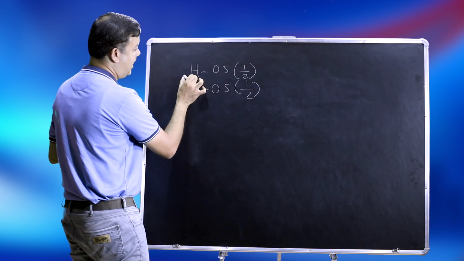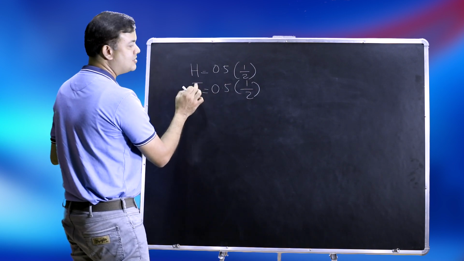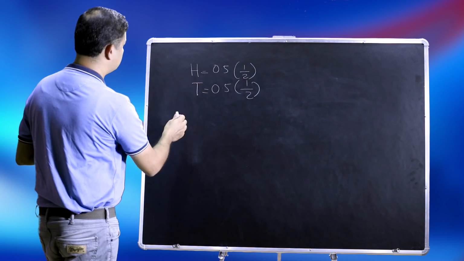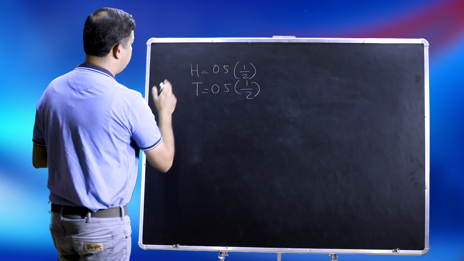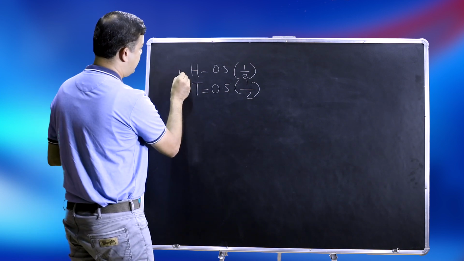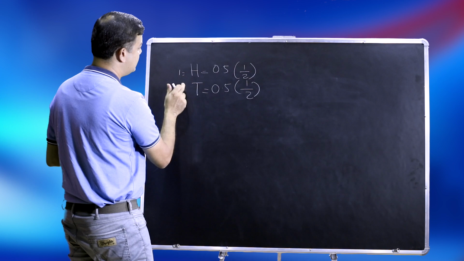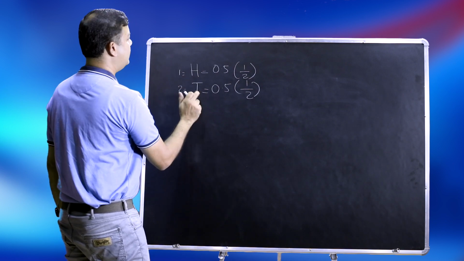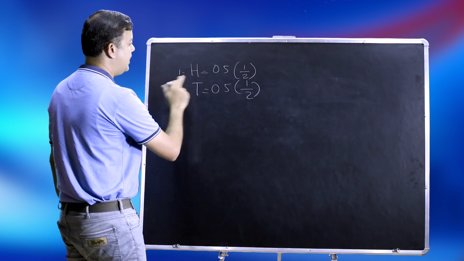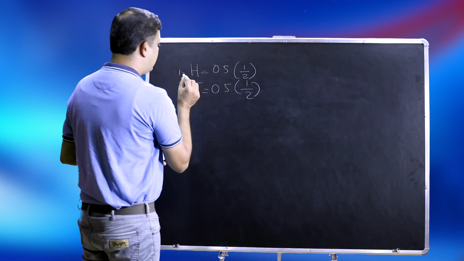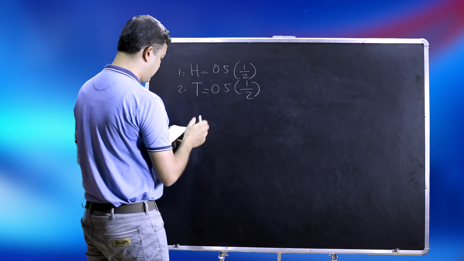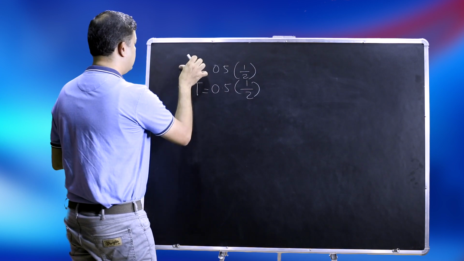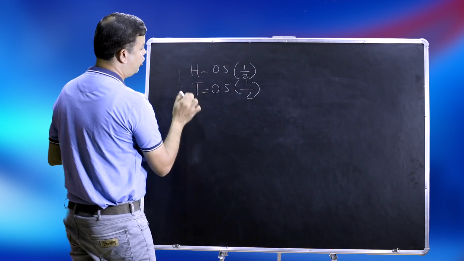To get a head or tail, as we see, this coin toss is an example of an independent event. There is no dependency here. The first is a head, the second is a tail, so getting a head or tail the first time has no implication on the second. That is why these are independent events. If you toss once, you are getting either head or tail.